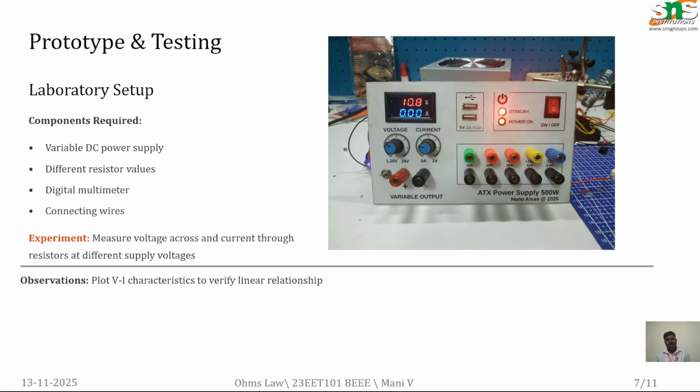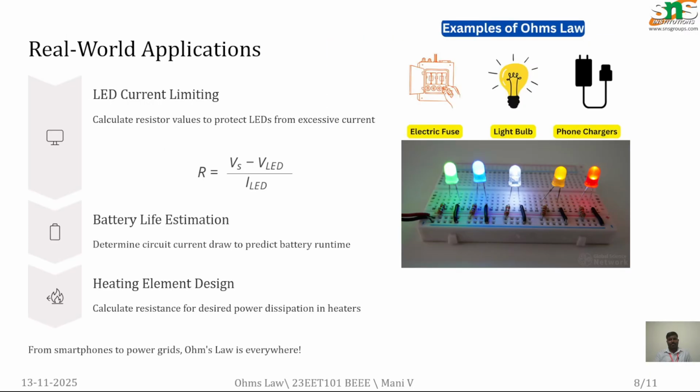You can make a prototype and test it. For that you may choose an RPS, a regulated power supply, which gives a variable DC power supply. You can use different resistors like 1 ohm, 1 kilo ohm, 2 kilo ohm, 10 kilo ohm, and a digital multimeter. Connect the RPS with the resistor and measure the voltage across each resistor for different voltage levels. Based on that you can plot the voltage and current characteristics to verify whether it is linear or non-linear, because Ohm's law is applicable only for linear relationships.